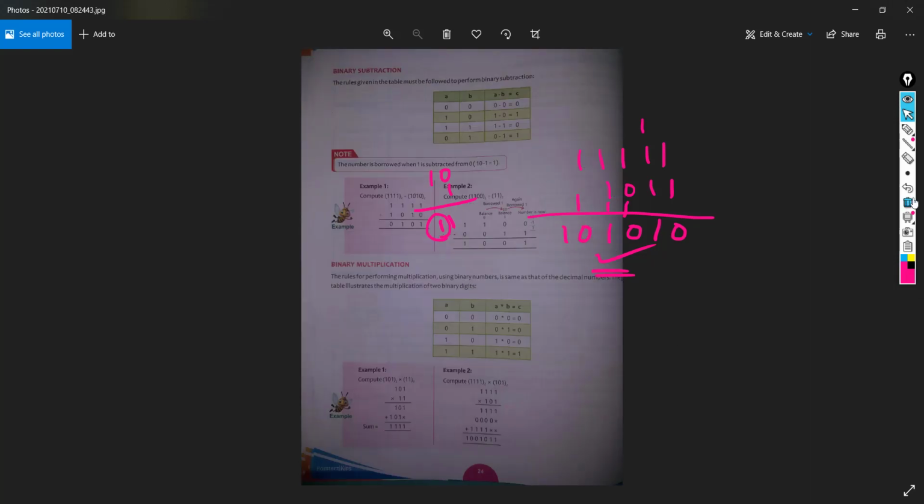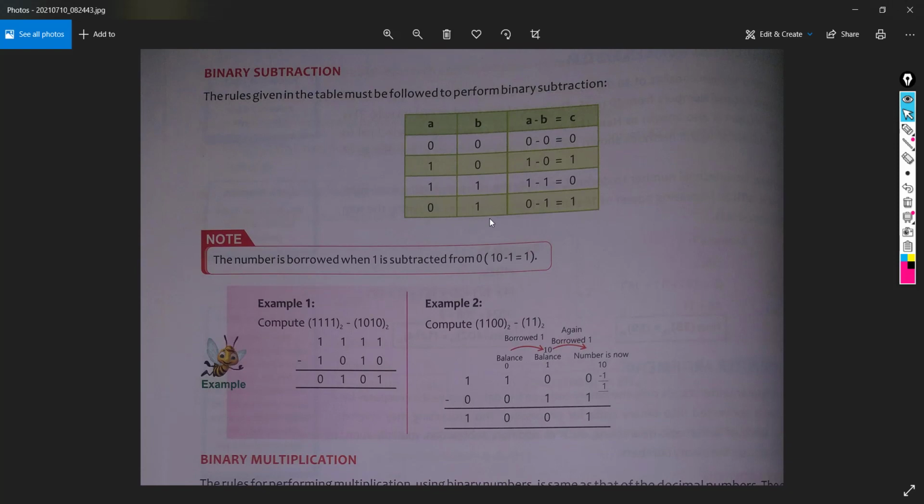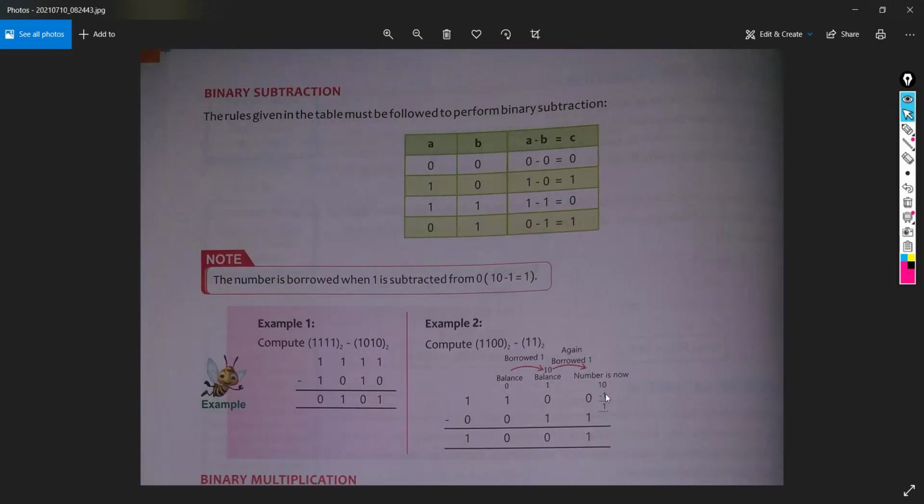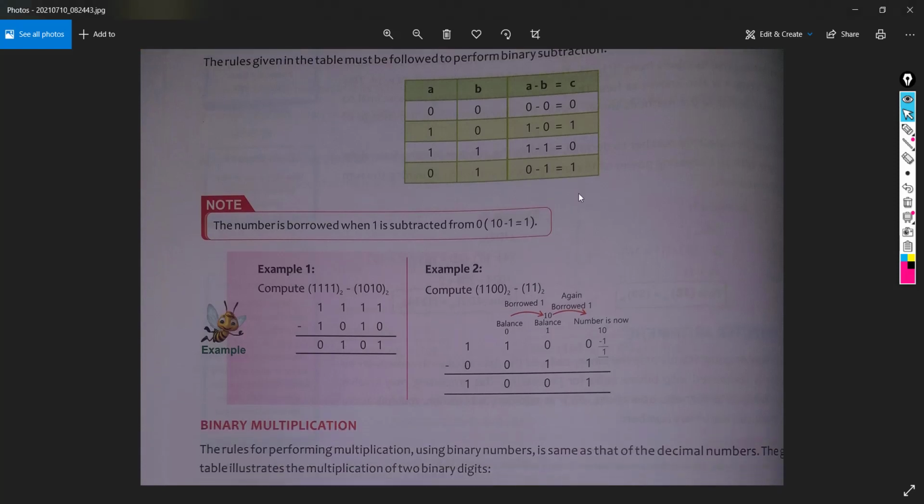Next we are going to perform binary subtraction. Here is the table for performing binary subtraction, as you can see here. 0 minus 0 is 0, 1 minus 0 is 1, 1 minus 1 is 0, and 0 minus 1 is 1. That is the rule we need to keep in mind to perform binary subtraction.